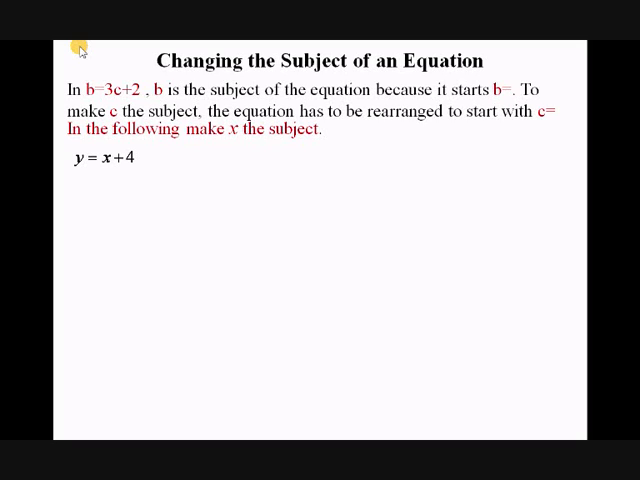We're going to use the balance method to move the terms in the equation. In the balance method, we make sure that we do the same thing to each side of the equation to keep it in balance. In this particular case, you can see that we've got plus 4 with the x. So what we need to do is get rid of that 4 to put x on its own. And we do that by doing the inverse process of add 4, which is subtract or take away 4. So if we take away 4 from each side, we get y minus 4 is equal to x.